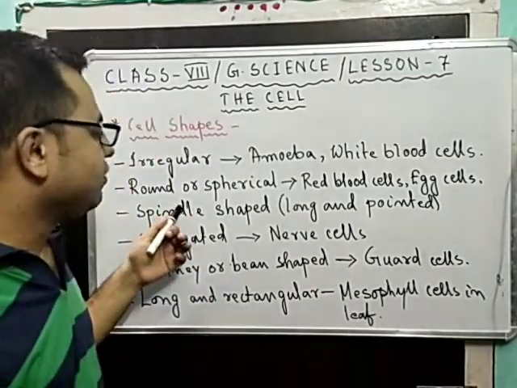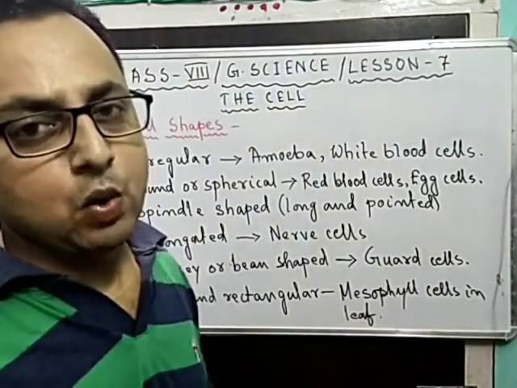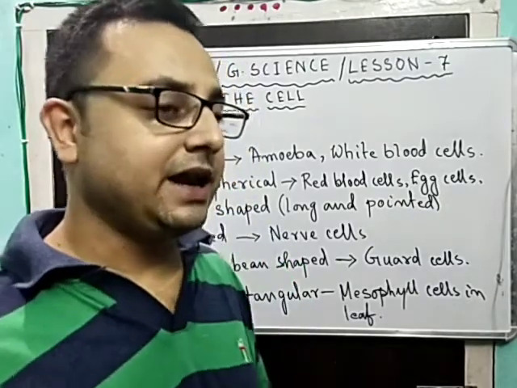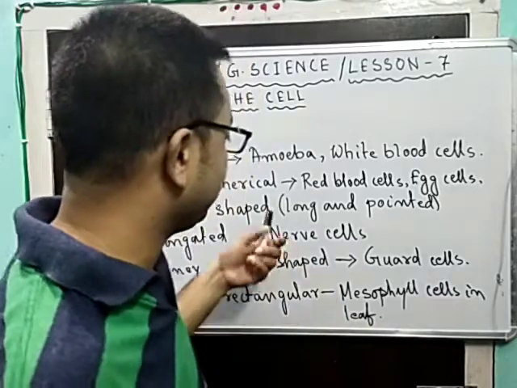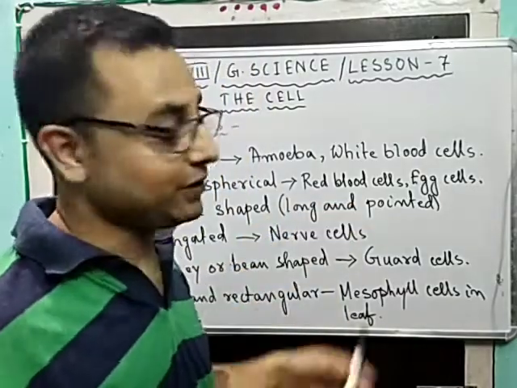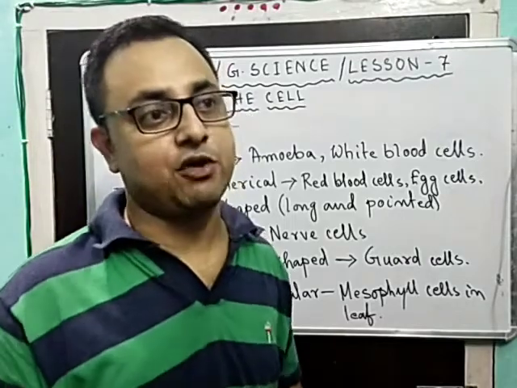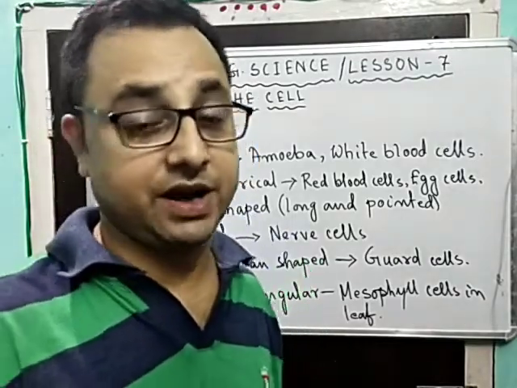Next, it may be round or spherical, right? Some cells appear to be round or spherical, and this type of shape is often found in red blood cells as well as egg cells. You will come to know about the egg cells in a later chapter, which are present in living organisms, especially animals.